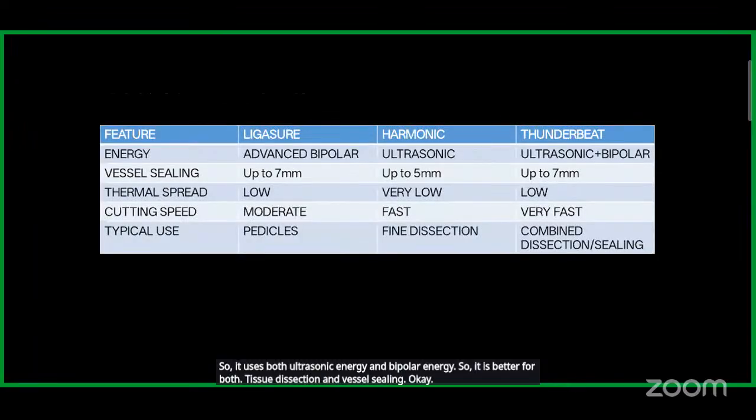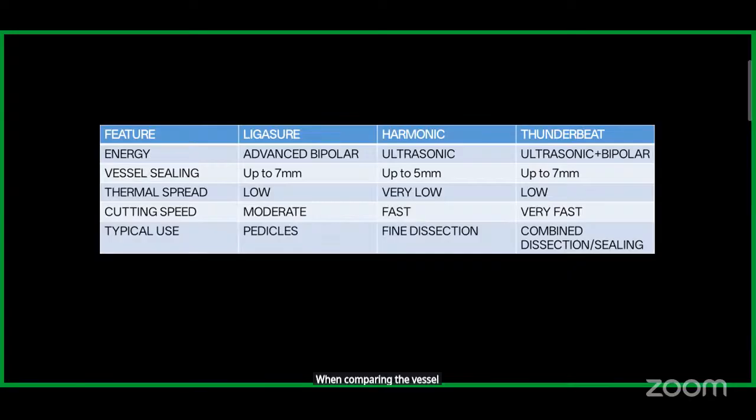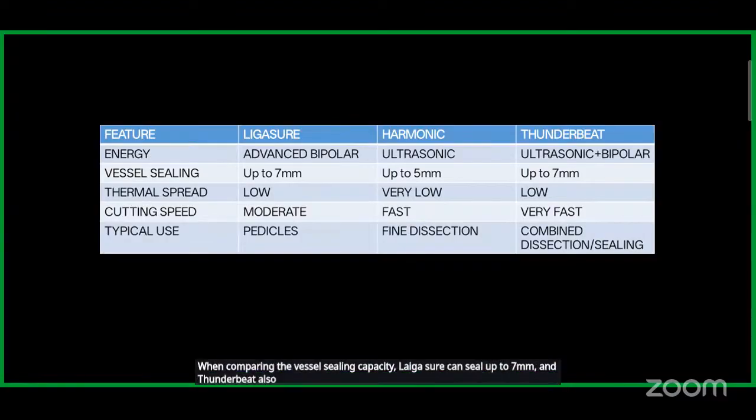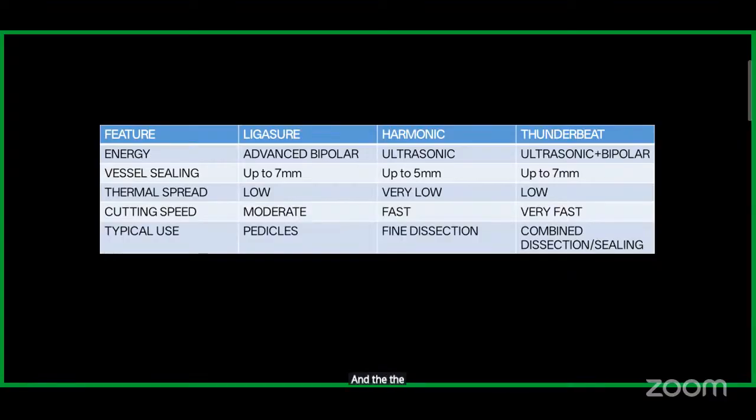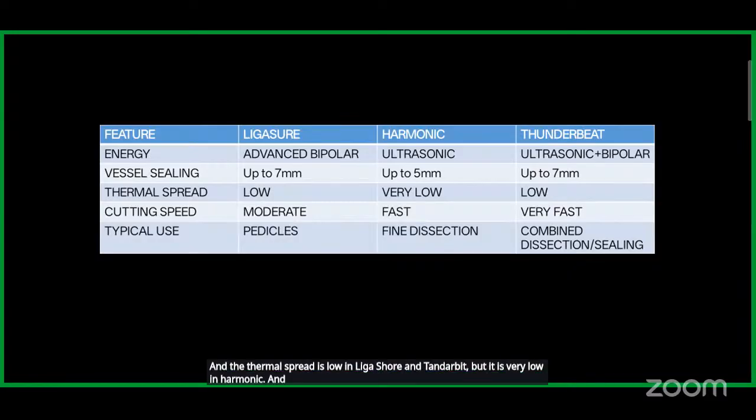This table gives you, in a nutshell, the comparison between ligashure, harmonic, and Thunderbeat. Energy is advanced bipolar in ligashure, whereas it is ultrasonic energy in harmonic. In Thunderbeat, it uses both energies. When comparing the vessel sealing capacity, ligashure can seal up to 7 millimeter, and Thunderbeat also can seal up to 7 mm. Harmonic can seal only up to 5 mm. The thermal spread is low in ligashure and Thunderbeat, but it is very low in harmonic. And the cutting speed is moderate in ligashure, fast in harmonic, and very fast in Thunderbeat.